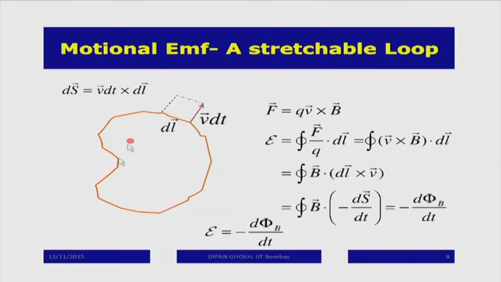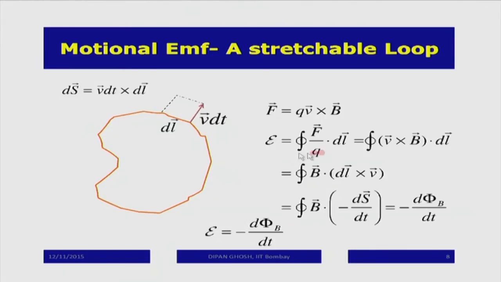Now, let us look at what is driving this current. I know that the charges there, because you have a magnetic field and you are stretching the loop, are moving. Now, if the charges are moving, then there is a Lorentz force, F equal to q v cross B. So, my electromotive force, integral E dot dl, where E is nothing but F by q, and F I have seen is q v cross B. So, the q and q cancel out, and I am left with v cross B dot dl.